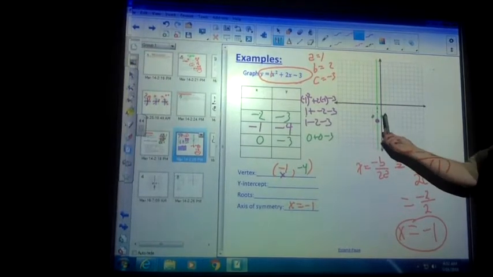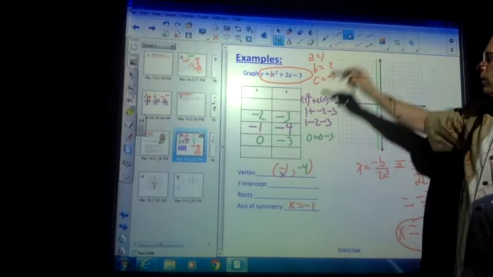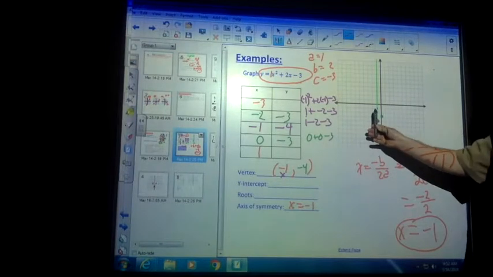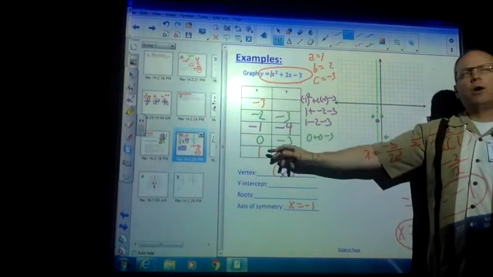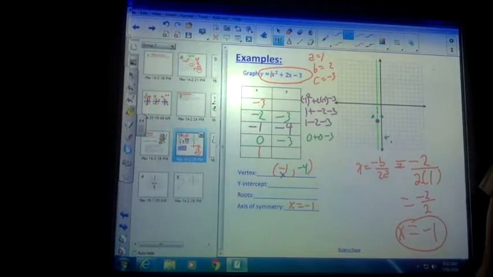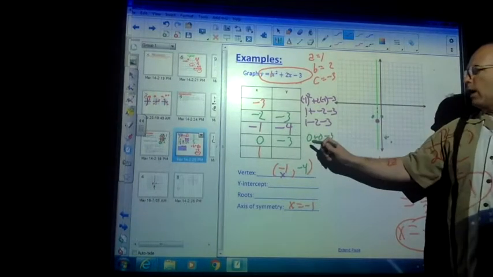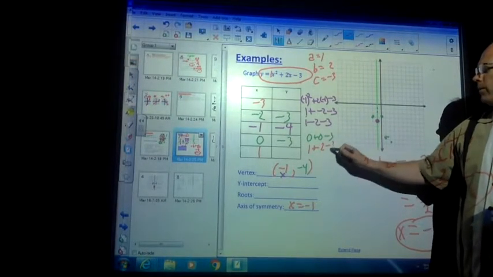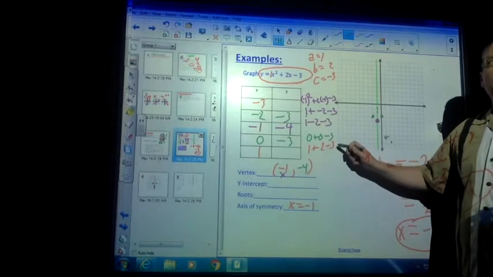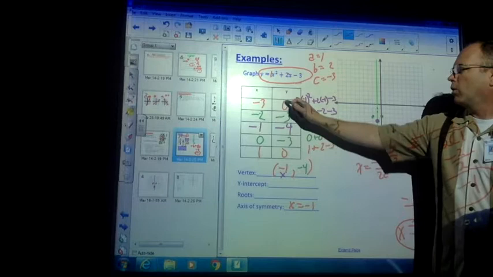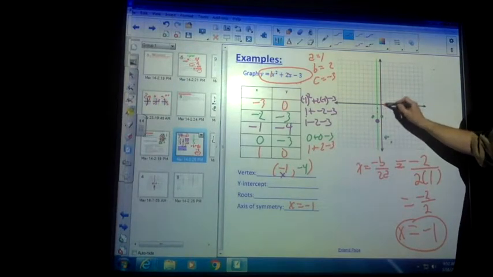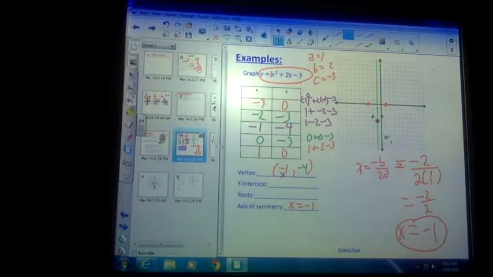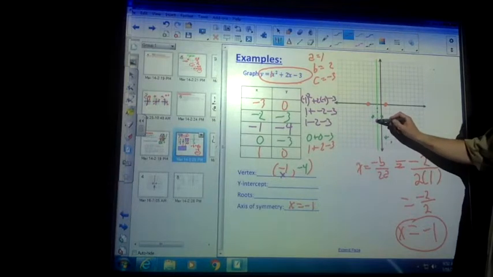So I'm going to pick one more value this way. We'll pick 1, and I'll pick negative 3. I picked a value to the right and a value to the left. Does 1 appear to be easier to plug into this than negative 3? They're going to give me the same value. So what's 1 squared? 1 plus 2 times 1 minus 3. 1 plus 2 is 3, minus 3 is 0. So I get 1 comma 0 right there, and negative 3 comma 0 right there. Can anyone see how this parabola is going to start looking?